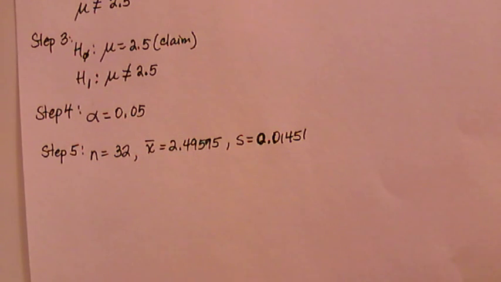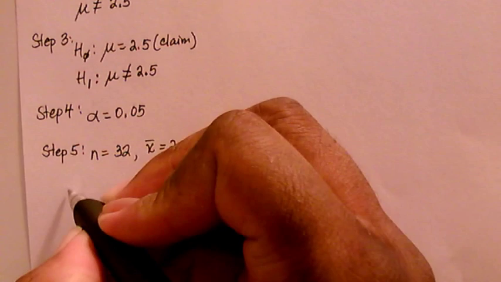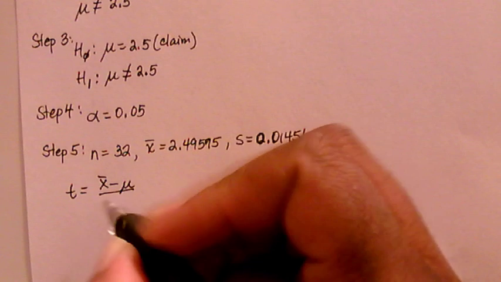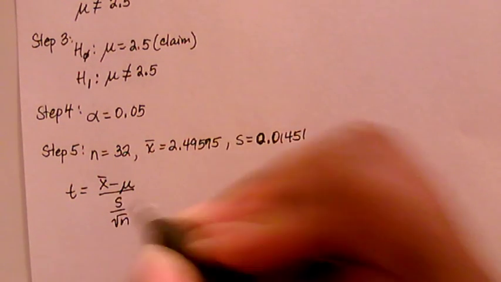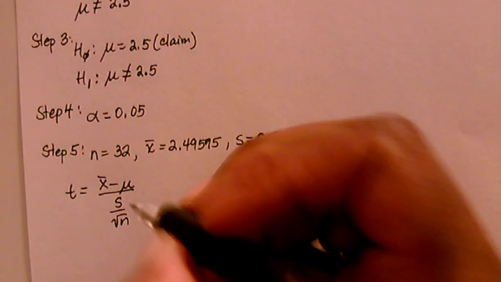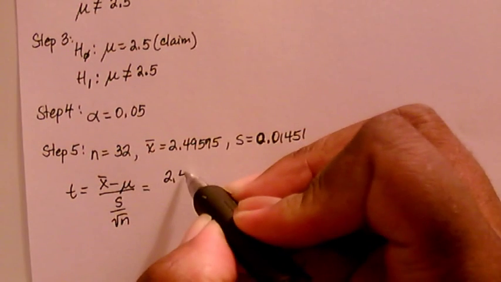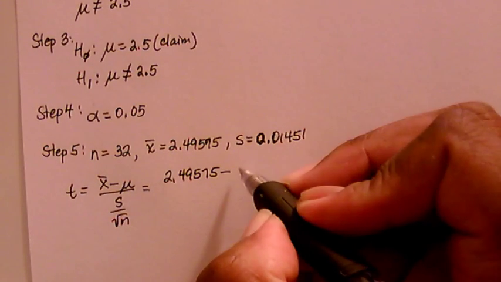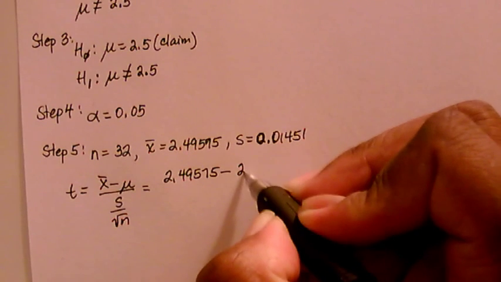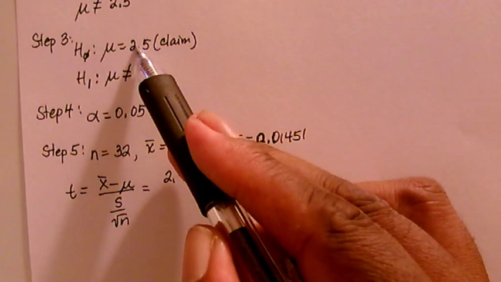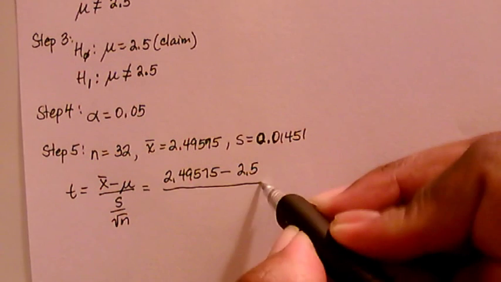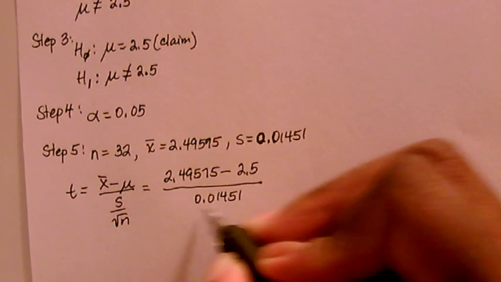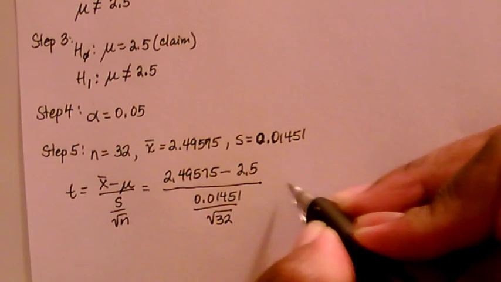Okay, now this is where we use our test statistic, and that's t is equal to X bar minus mu divided by s over the square root of n. So your X bar was 2.49575 minus mu, which was 2.5. That came from the null hypothesis, by the way, divided by 0.01451 over the square root of n, which is 32.